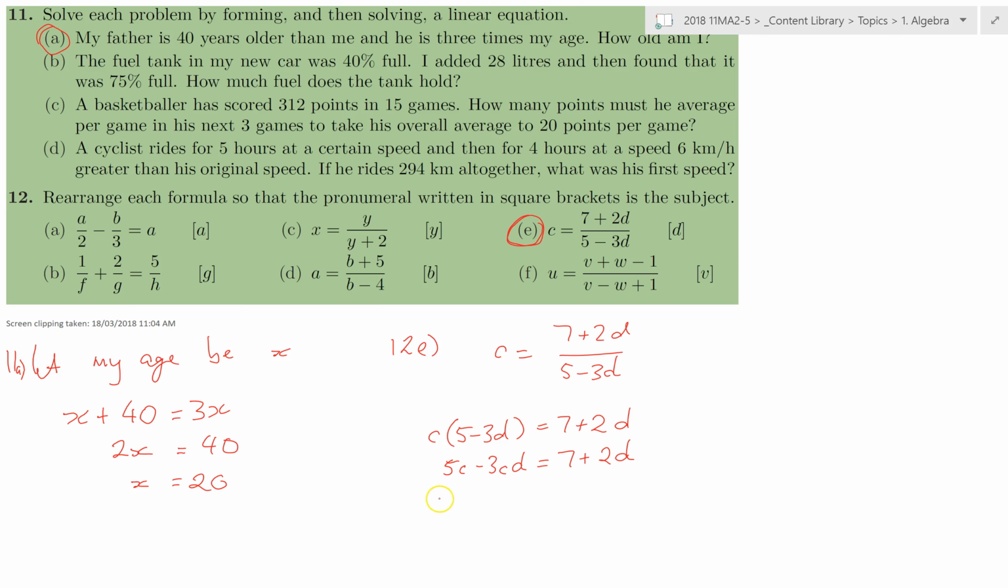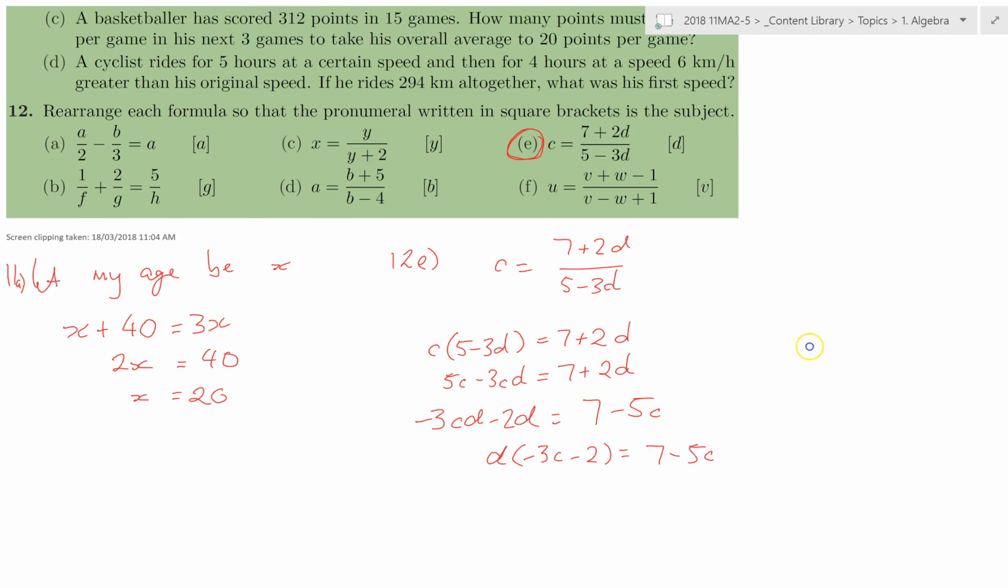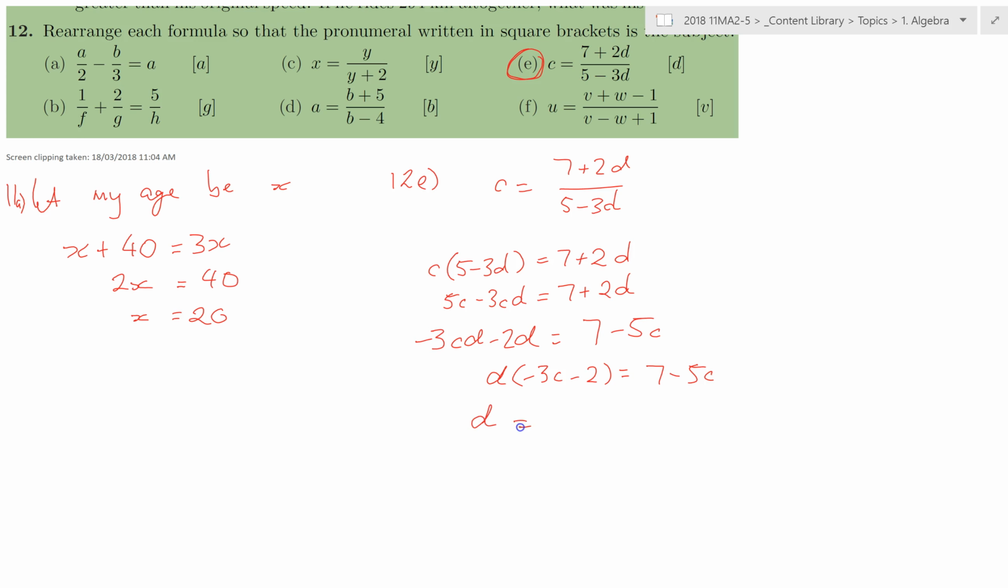Okay, so I've got negative 3cd minus 2d. Well, 7, I'm going to take 5c away as well, minus 5c. Okay, it's just rearranging things here. Now I'm going to factorise this, and I'm going to say that d outside of negative 3c minus 2 equals 7 minus 5c. And you can see I'm getting close to getting d on its own now. Now I'm just going to divide by this thing, and d equals 7 minus 5c over negative 3c minus 2.